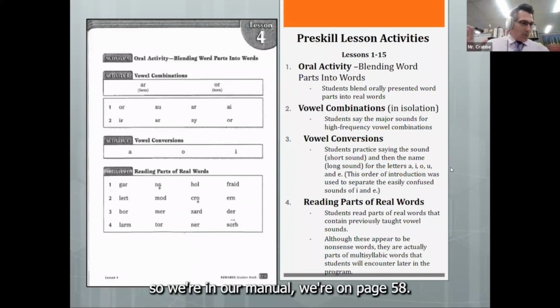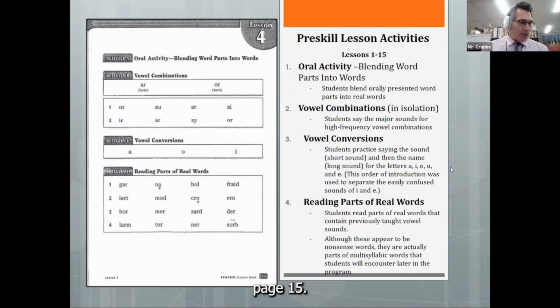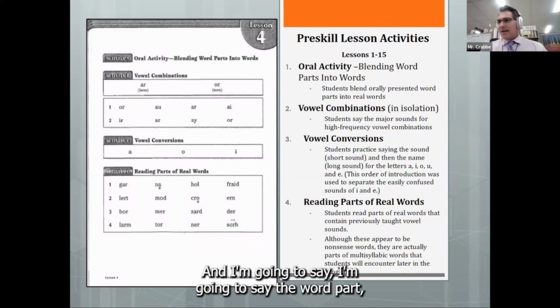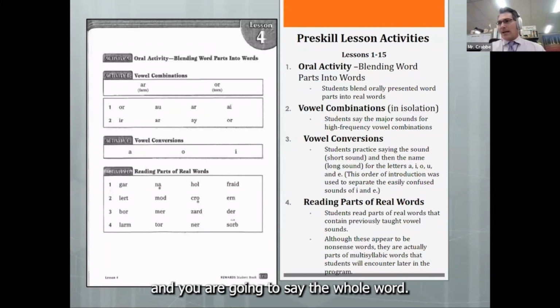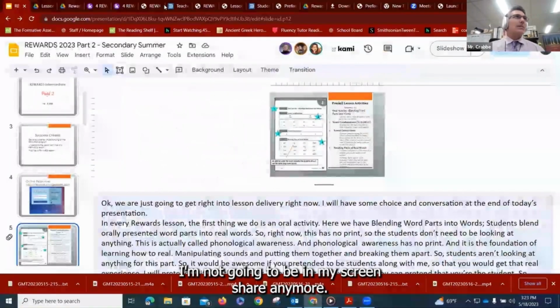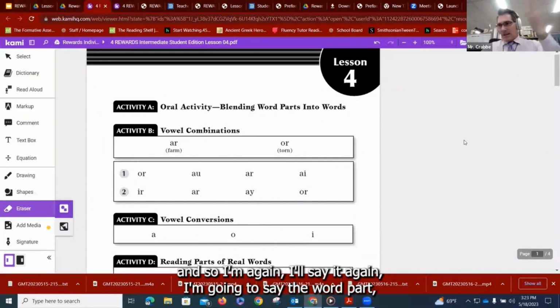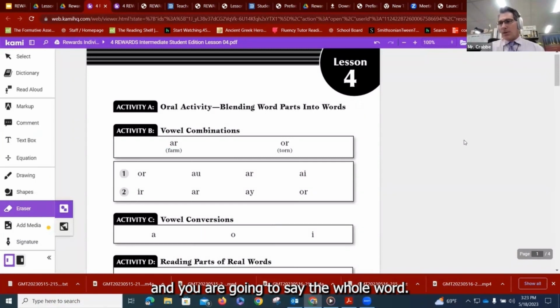Okay, so we're in our manual. We're on page 58, and I'm going to say, open your student booklet to lesson 4, page 15, and I'm going to say the word part, and you are going to say the whole word. Actually, I'm going to get back to where I was. I'm not going to be in my screen share anymore. I'm going to go back to this because this is what I'm teaching off of. And so I'll say that again. I'm going to say the word part and you are going to say the whole word.